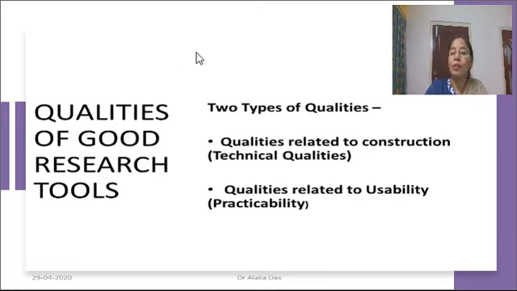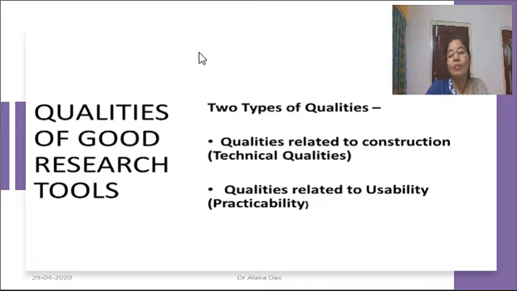Similarly, the tools that a researcher is going to apply, suppose the psychological test, the questionnaire, the observation schedule, or any tool, must carry some attributes or values. It must fulfill some conditions or features. Only then can we term it a good research tool.